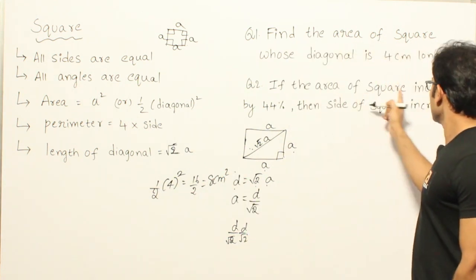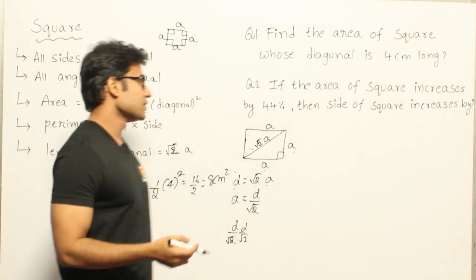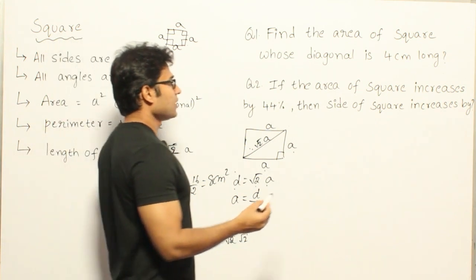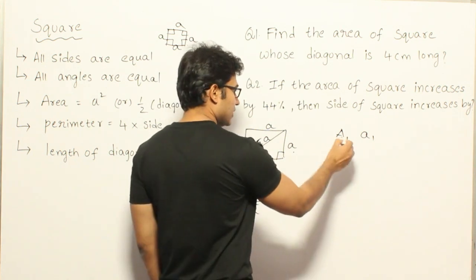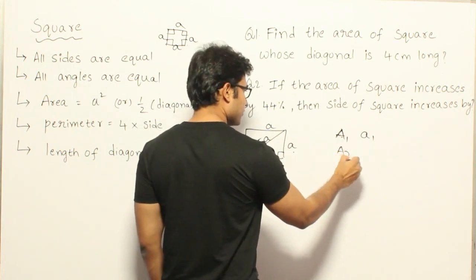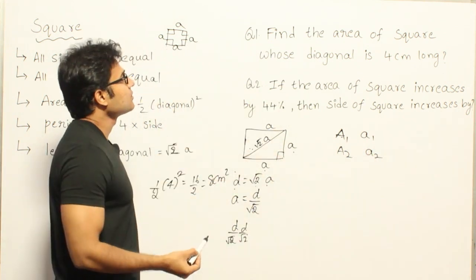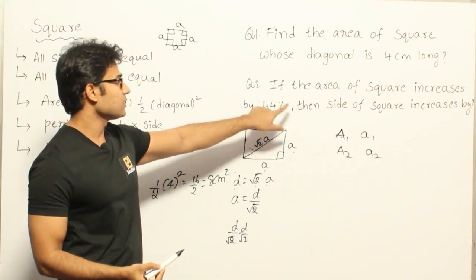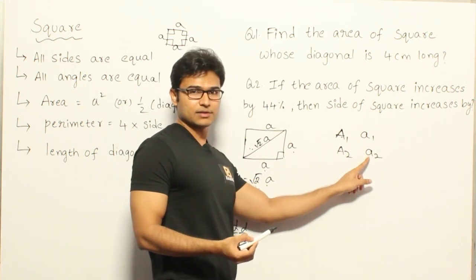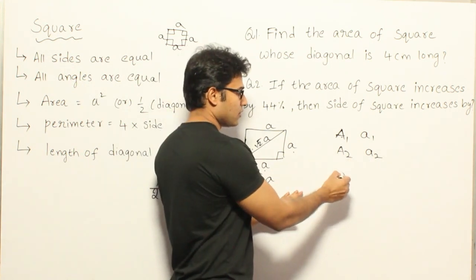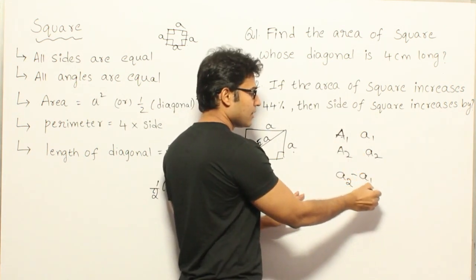And the next one is, if the area of a square increases by 44%, then the sides of the square increase by. Now assume that initial area is a1 when the side is small a1, and the final area is a2 when the side is a2. Now they are saying that if the area increases by 44%, then the side increases by, which means what is the increase in the side? That is what they are asking. Therefore, in order to find out the increase, find out the change. Since they are saying that a2 is going to be increased, a2 minus a1 divided by initial one.